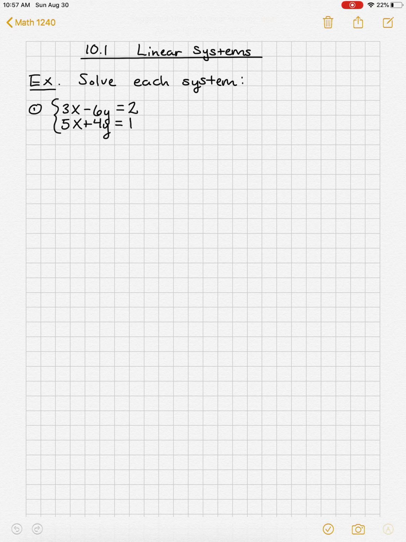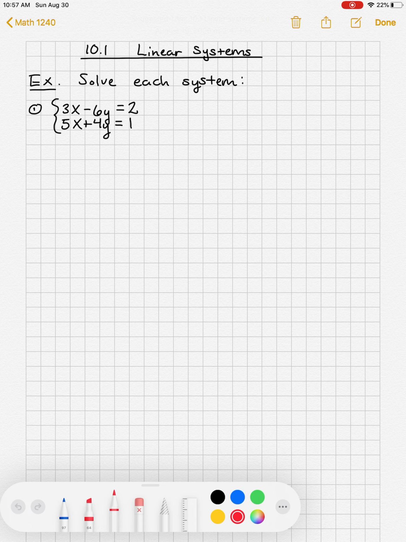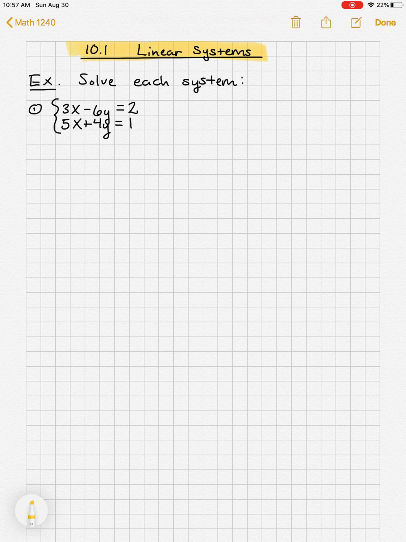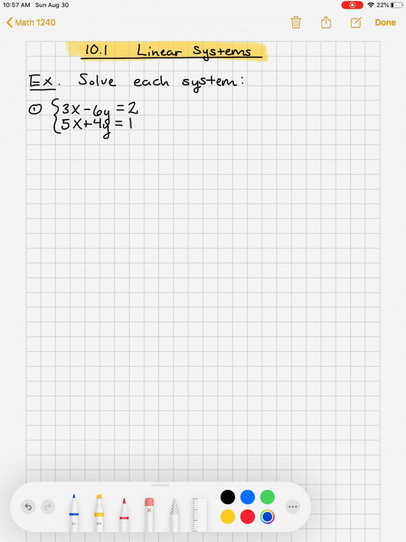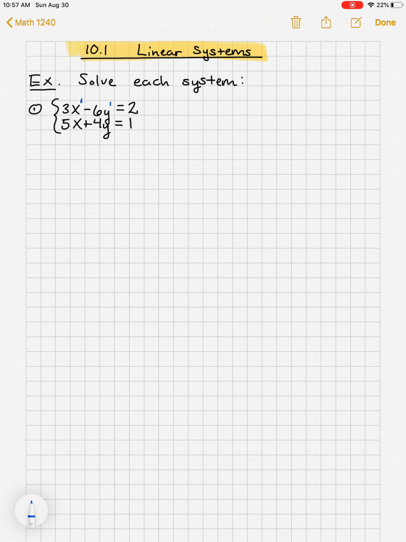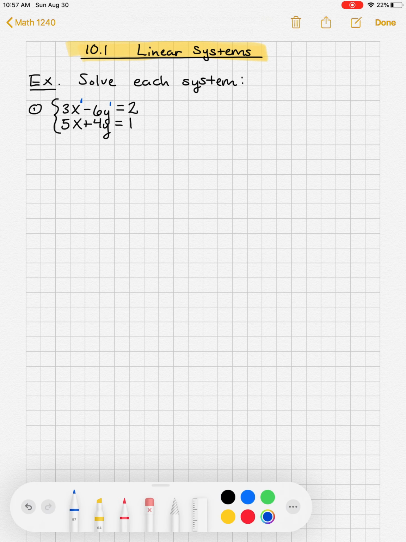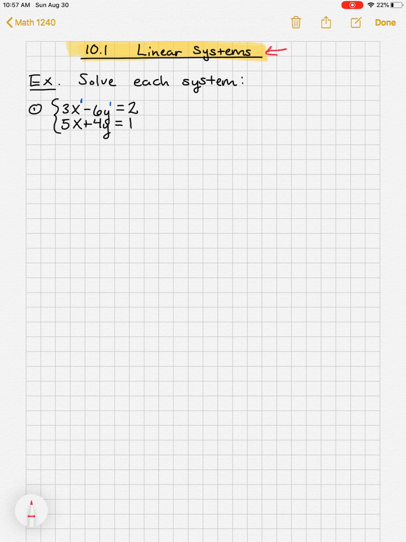Right, 10.1 looks at systems of equations, and actually the simple type. So you've seen these before. These are linear systems. In other words, here you see how the variables are power 1. Okay, so when I'm dealing with a linear system, I'm dealing with equations of lines.